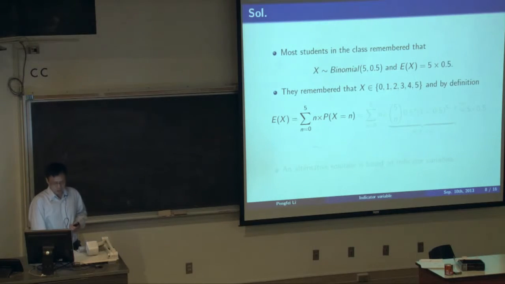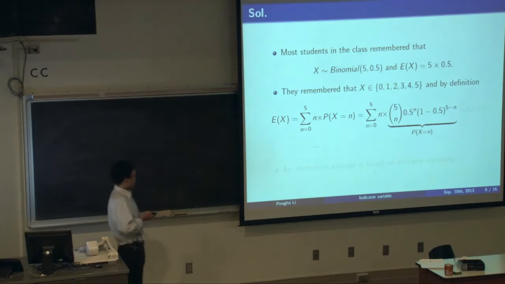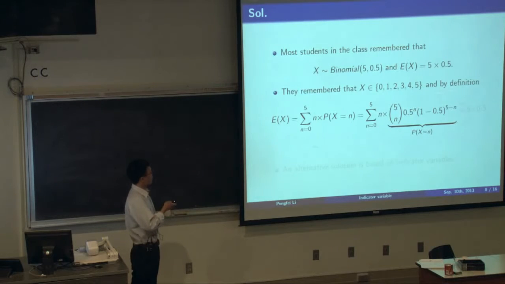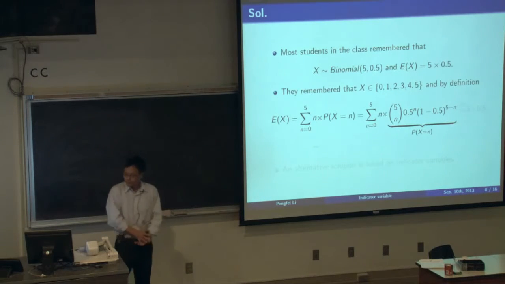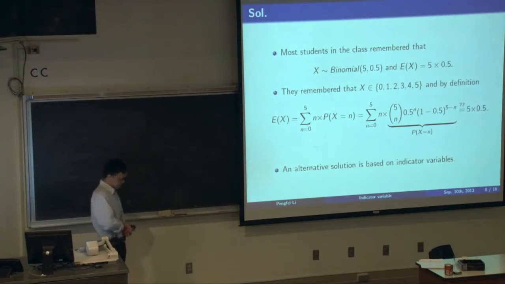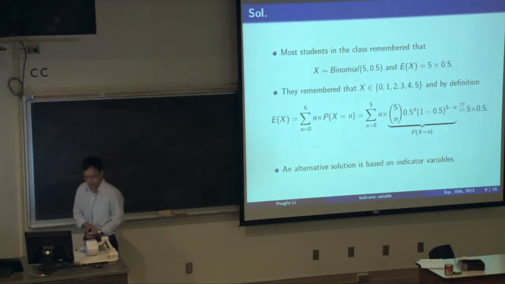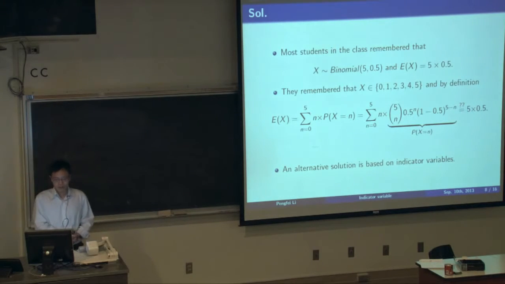And I say, okay, you don't need to memorize the probability of X equal to n. I can give you that. So the probability of X equal to n takes this form. And I ask them, how are you going to figure out the final part? In theory, this summation should be equal to 5 times 0.5. But can anybody tell me how to do that? The answer is quite negative. Most people forget how to get this summation.